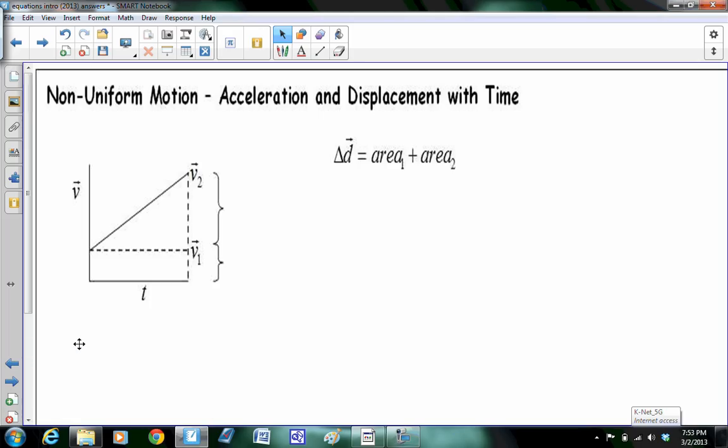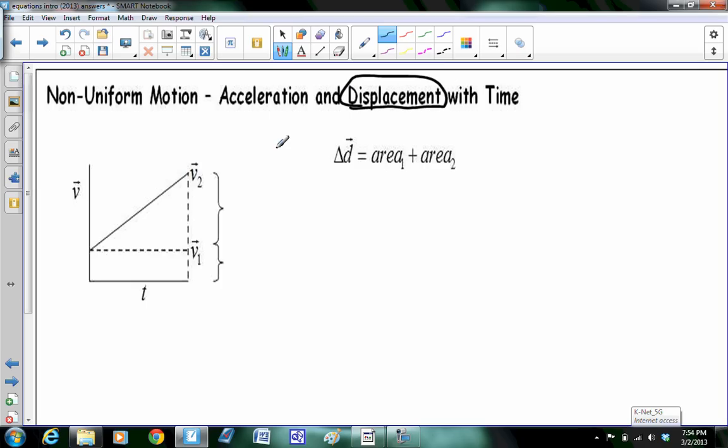Hi everyone, today we're going to be looking at how to determine the displacement of an object from a velocity time graph and then derive an equation from that. The one thing that we did talk about before, I just want to remind you, is the fact that when we find the area underneath a velocity time graph, so this is the area here and here, we're going to be finding the displacement of the object.